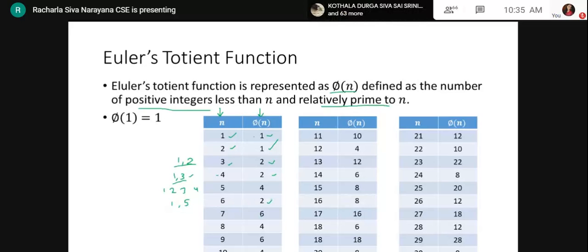Phi of 7: 1, 2, 3, 4, 5, 6. All are relatively prime numbers. For 8, 1 is a relatively prime number. 2 is not relatively prime to 8. 3 is relatively prime. 4 is not relatively prime. 5 is relatively prime, and 7 is relatively prime to 8.